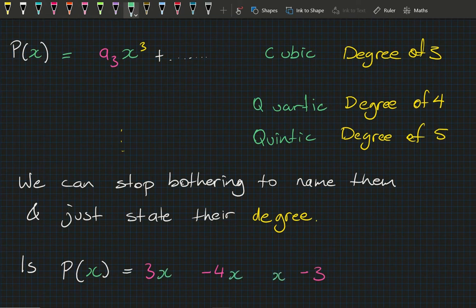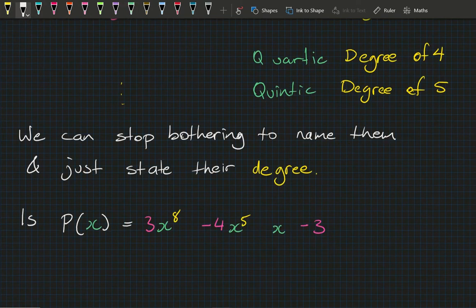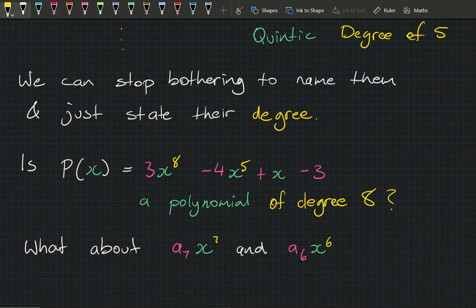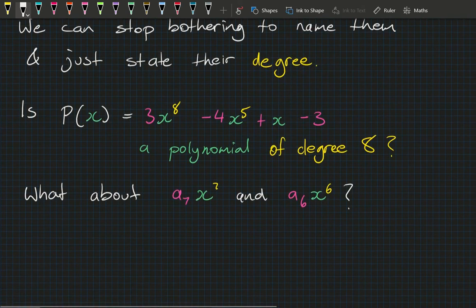But my question to you regarding this next polynomial, is it a polynomial of degree 8? What about the x to the power of 7 or x to the power of 6? I mean, shouldn't a polynomial have everything? Well, actually, it is a polynomial.